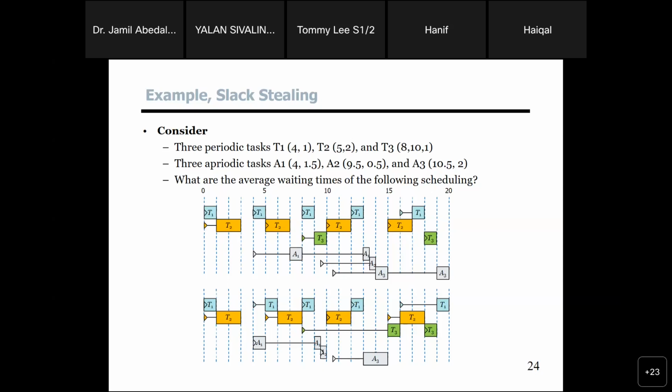So, Yalan, do you know what is the correct substitute here? 8 is period, 10 is deadline, and 1 is execution time. Everybody agree with Yalan? Any additional opinion? Everybody agree.